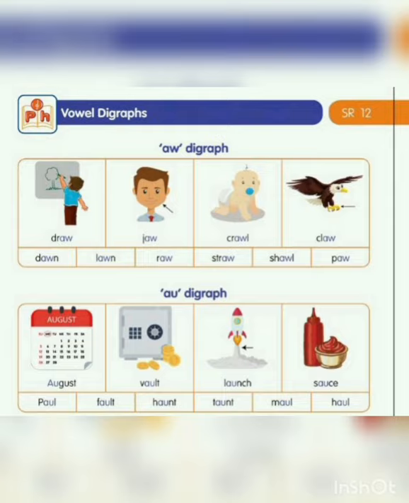Now AU digraph. O as in August. O as in volt. O as in launch. O as in sauce. O as in Paul. O as in fault. O as in haunt. O as in taunt. O as in mall. O as in hall.